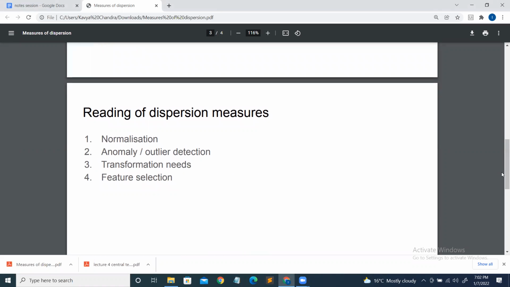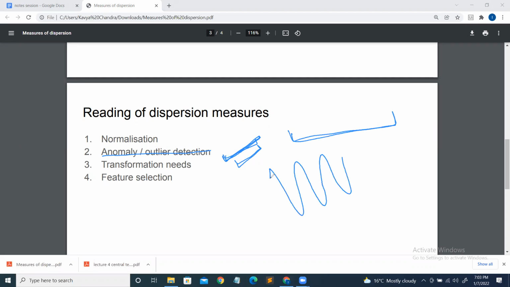Now, why do you read these measures of dispersion? Again, if you see a large difference between the range and the percentiles or the interquartile range, you can figure out that there is an anomaly or an outlier. That's one thing. If you see that the variation is extremely high, you know that the data goes like this. But if the variation is less, the data is very stable and very concentrated near the mean.